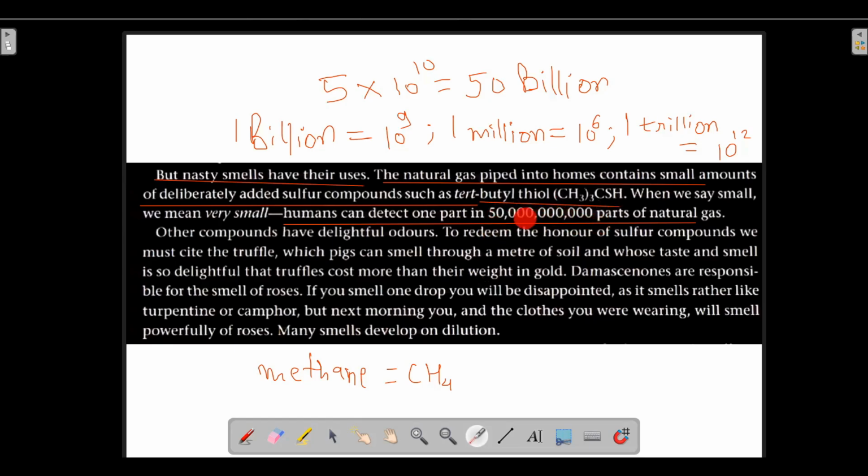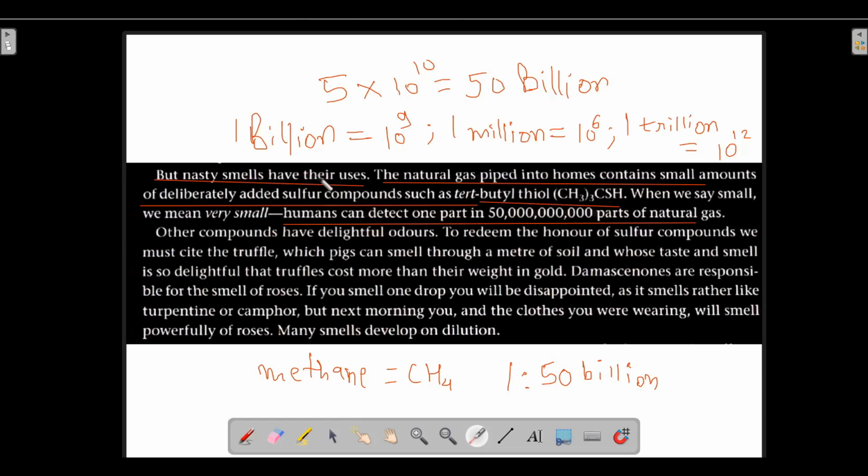So if there are 50 billion molecules of natural gas, one molecule will correspond to tertiary butyl thiol. Only one molecule of tertiary butyl thiol is present per 50 billion molecules of natural gas. This is the meaning of small, which means very small, and humans can still detect it even in such a small amount.